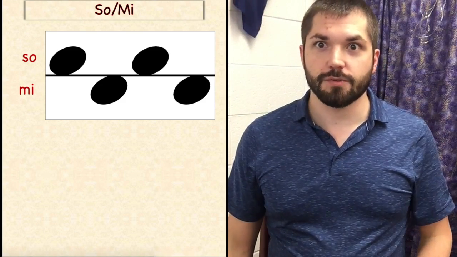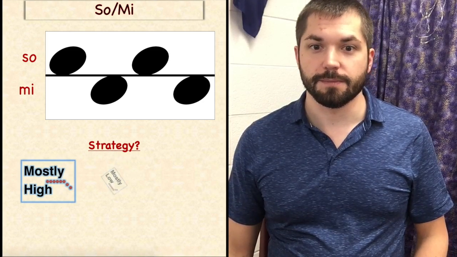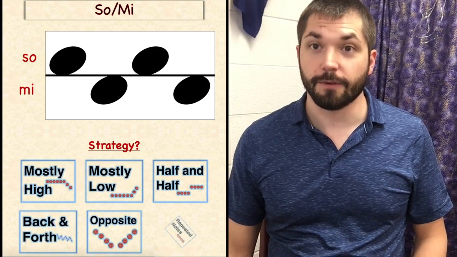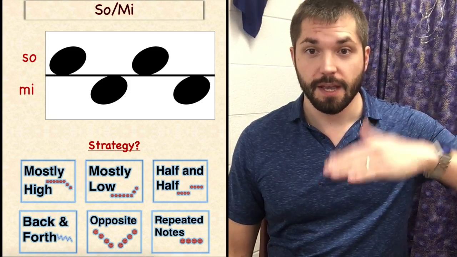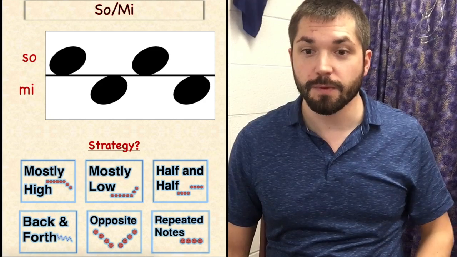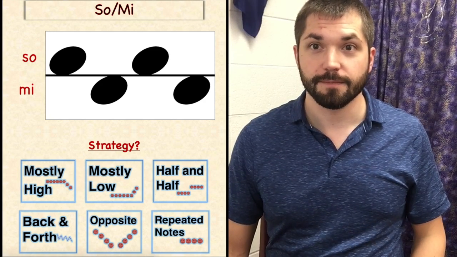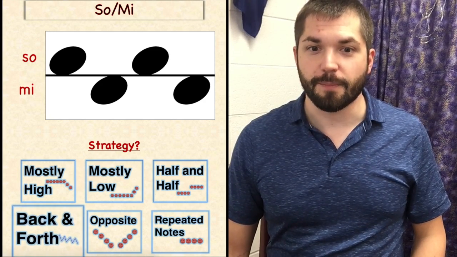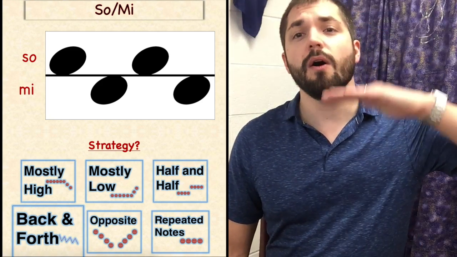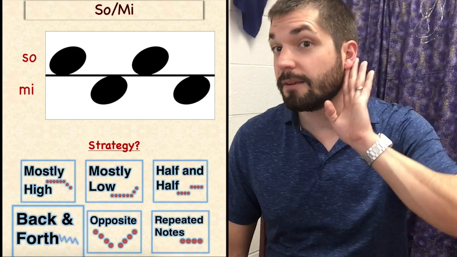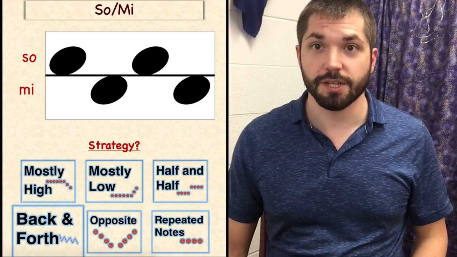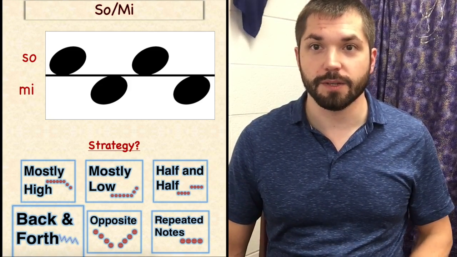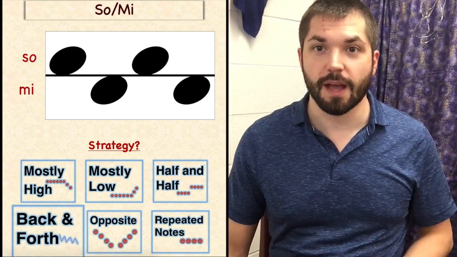Okay, now which strategy does this one happen to use? Well, the first one is high, so. The second one is low, mi, and then so, mi. So this would be, which one? That's right, back and forth. So, mi, so, mi. Let's sing through a whole bunch. We'll go through them kind of quick, and you can try to figure out which strategy each one's using.